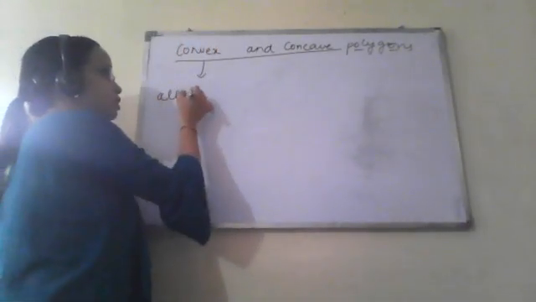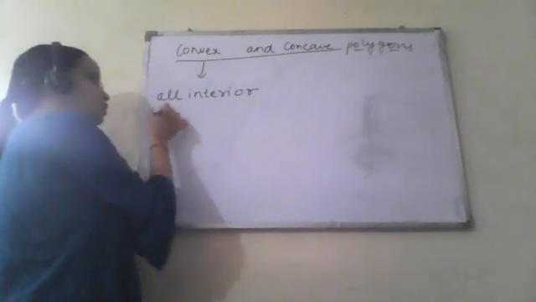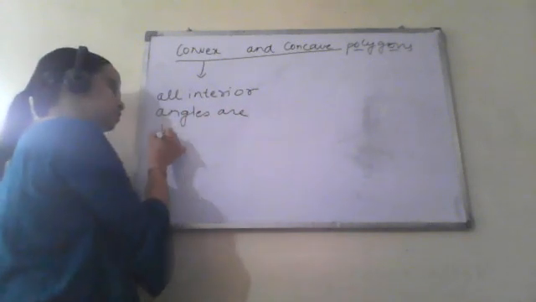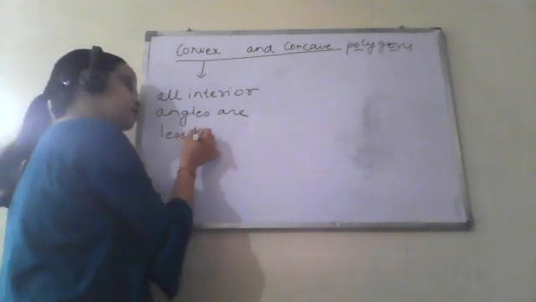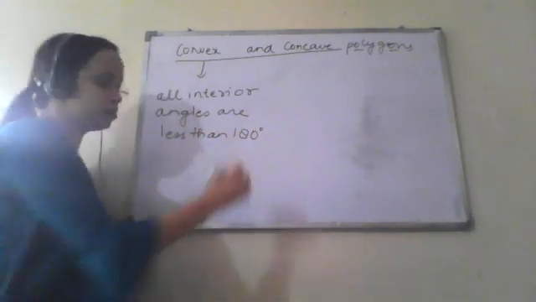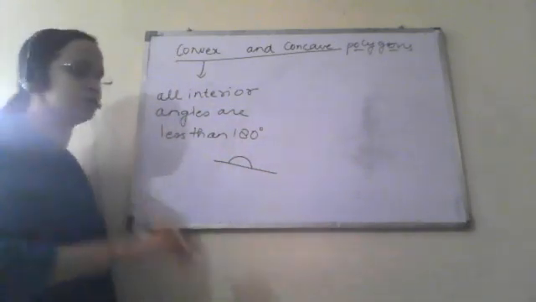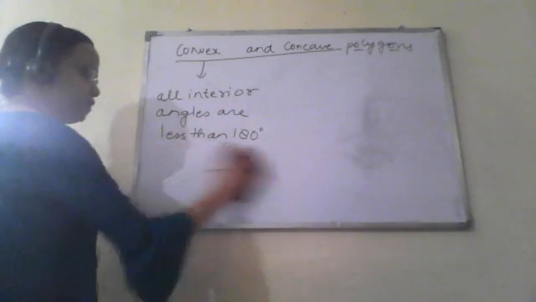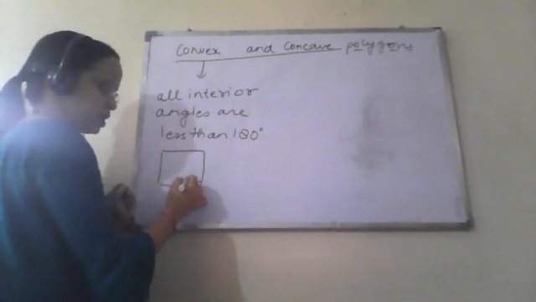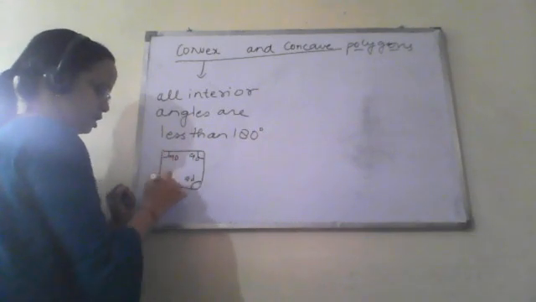All interior angles are less than 180 degrees. You know 180 degrees is a straight line angle. This angle is considered as 180. This is clear? Okay, now various shapes. So this is 90, this is 90, this is 90, and this is 90.